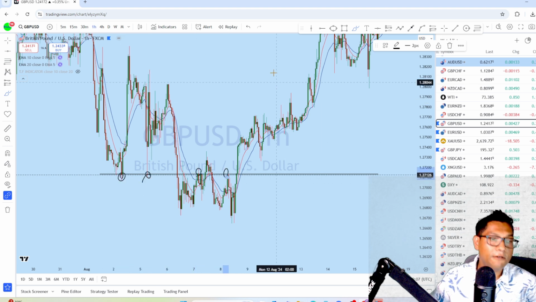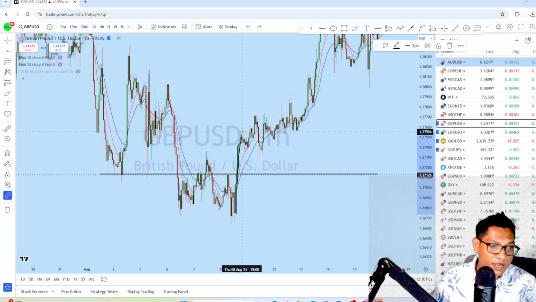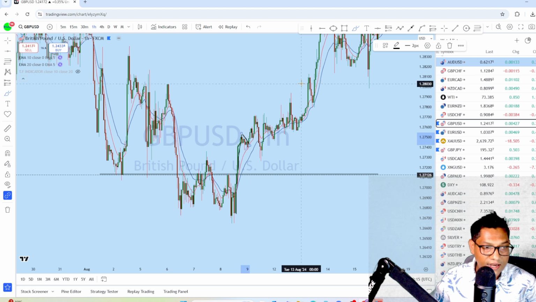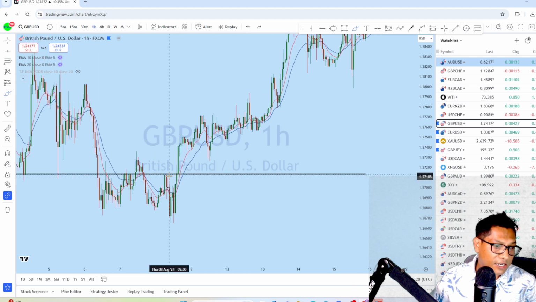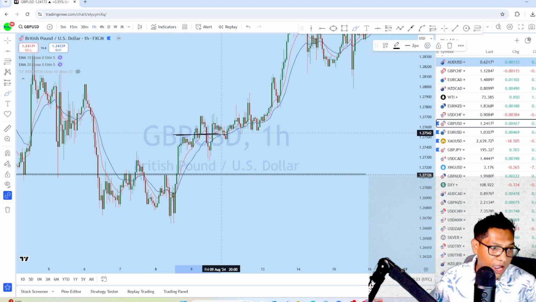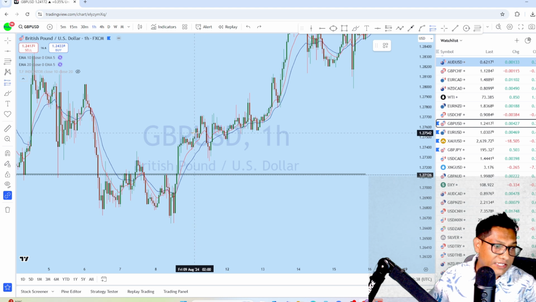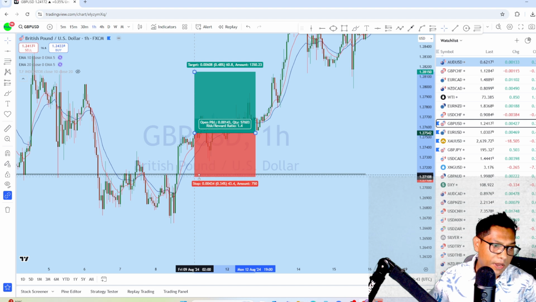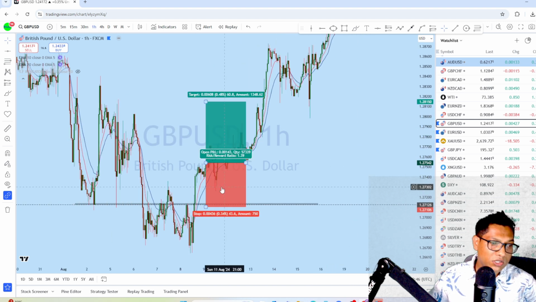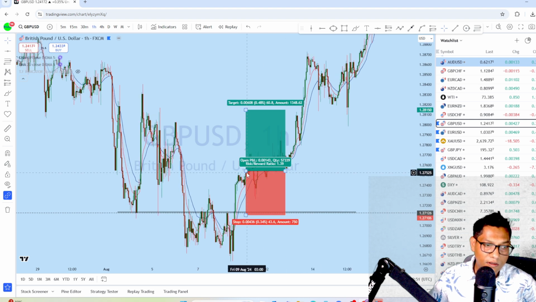resistance here, and as the market managed to break out with stronger momentum, we can see that there is a narrow pullback. And we will be waiting for the market to break that swing high. Now once we identify the pullback, we will be placing the pending order just above the swing high. Stop loss will be placed below the order block.